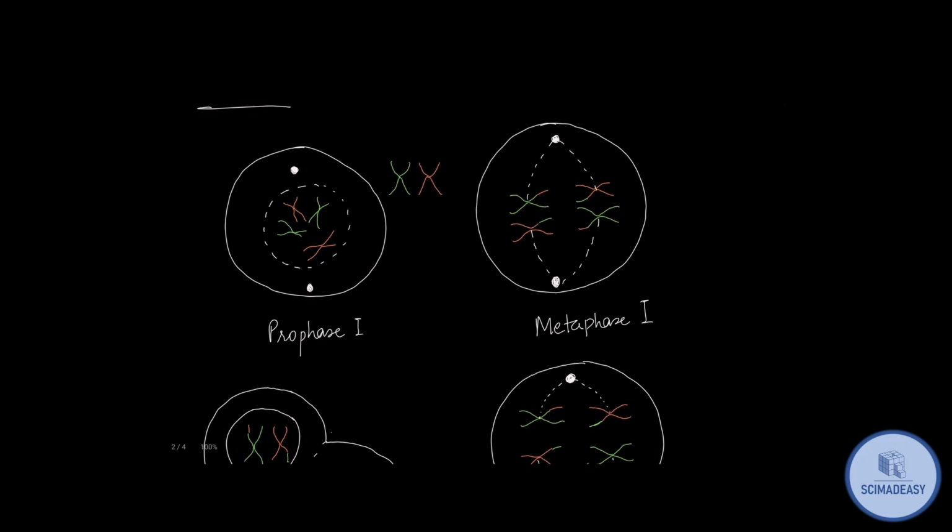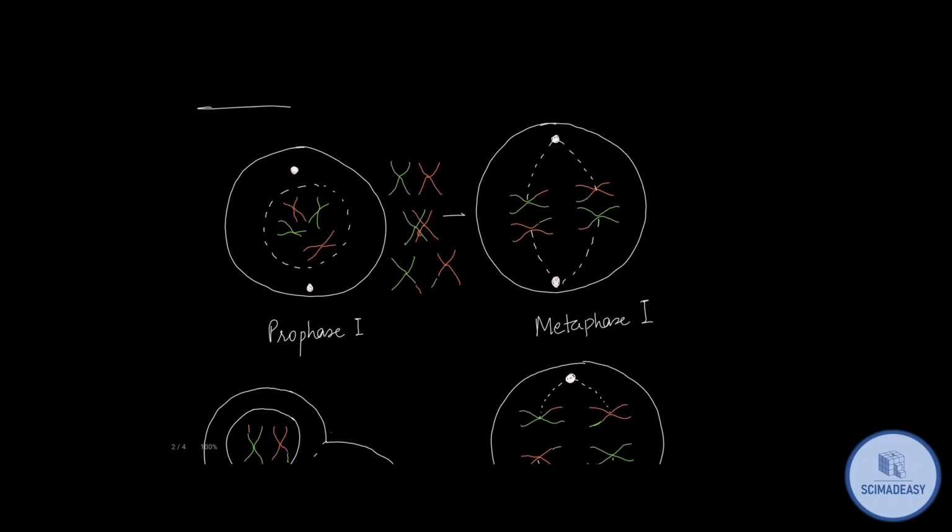During this process, these chromosomes come together, and at this point a crossover occurs, and these are the resulting chromosomes that are formed.